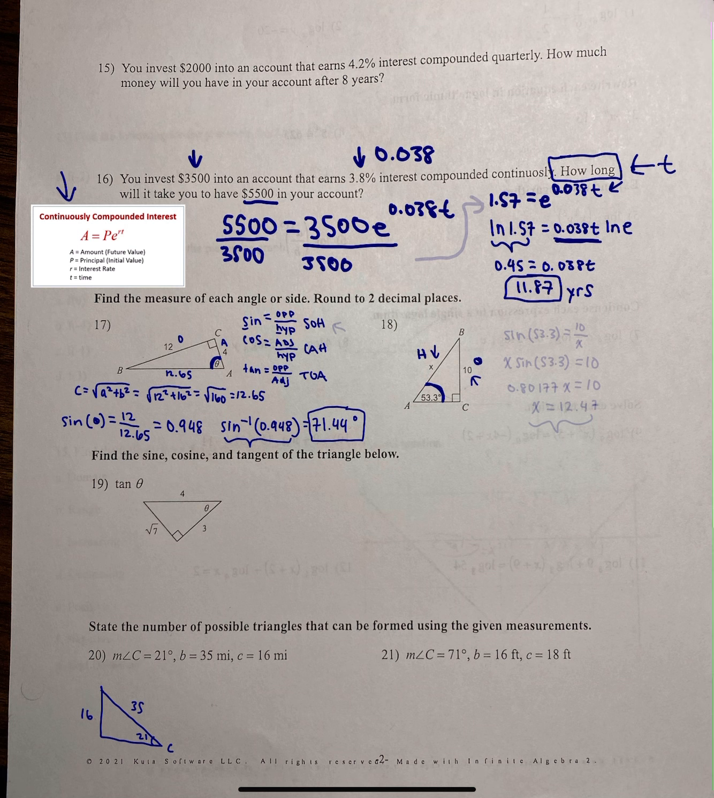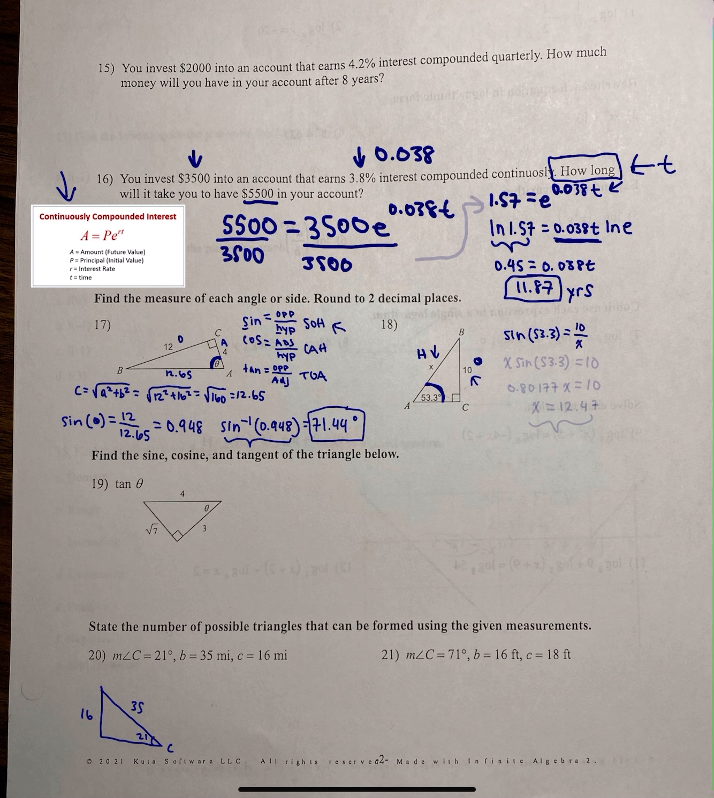So since we're working with O and H, we're using sine. So then I'm going to write sine. See here how we have theta? We don't know what it is, so we put in theta. For this case, we have the angle. So we're going to do sine of 53.3 equals the opposite, which is 10, over the hypotenuse, which is x.